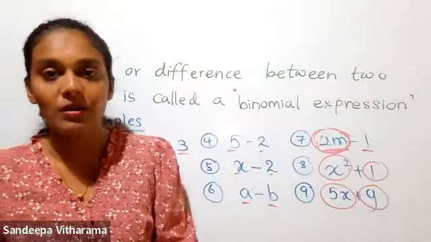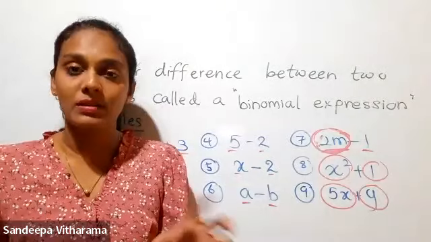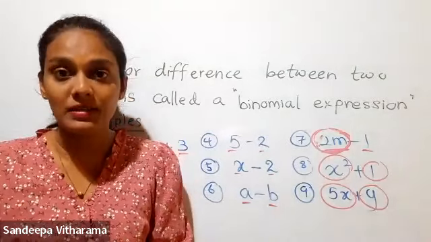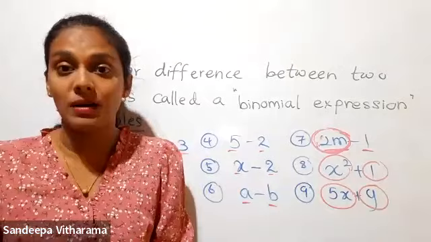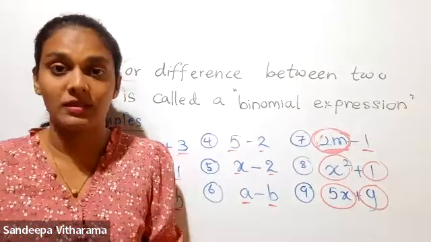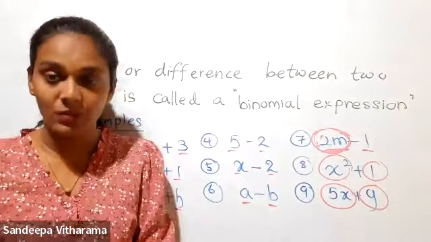Okay, now you know when there is a sum or a difference between two numbers, when there are only two numbers or two terms, it is called a binomial expression.